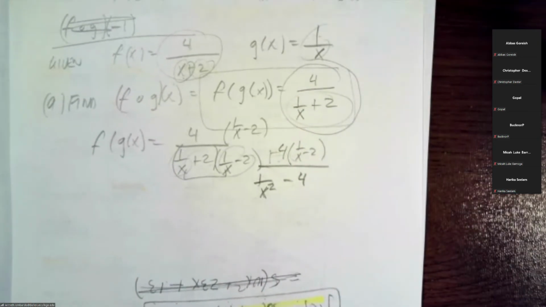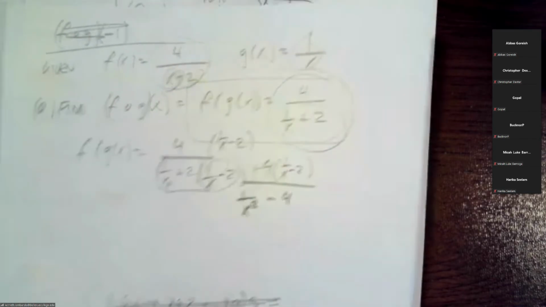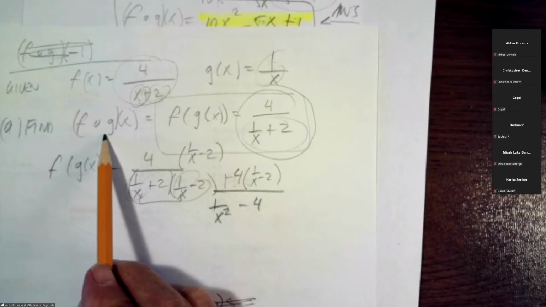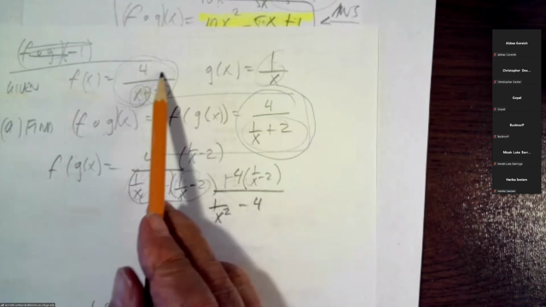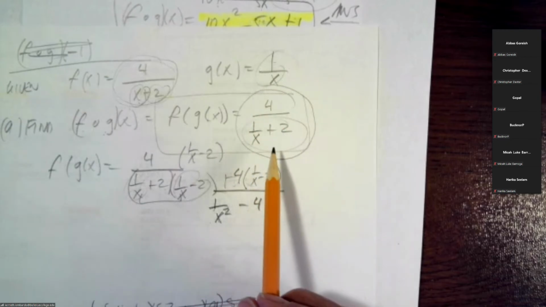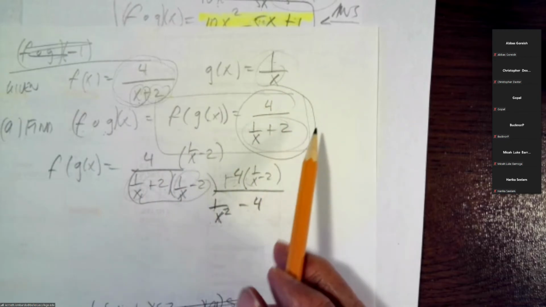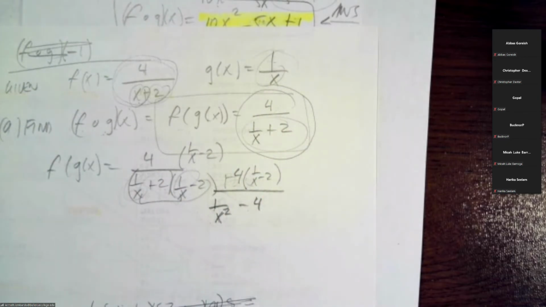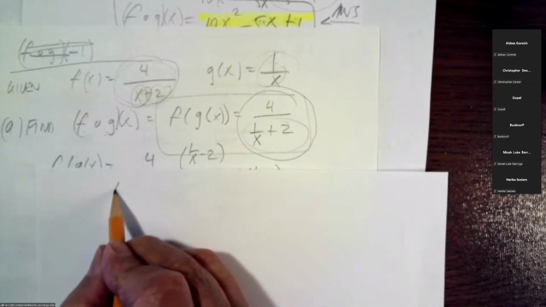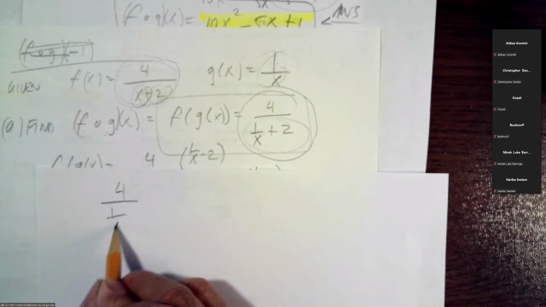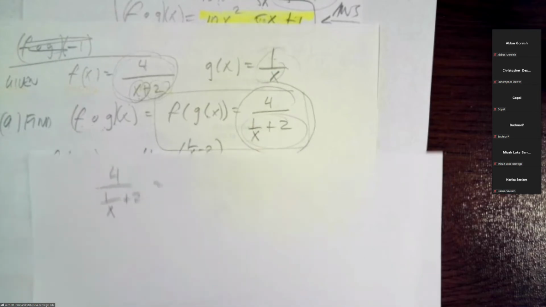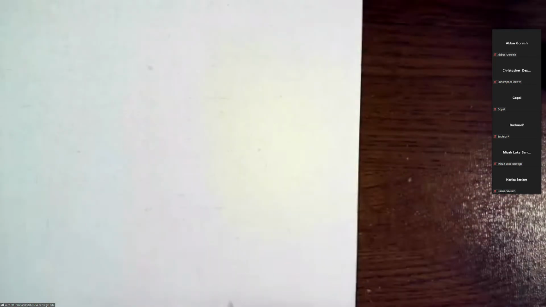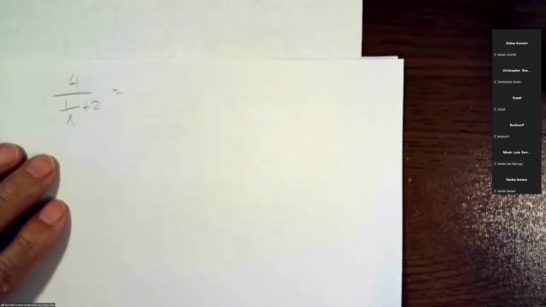So we're looking at now a new problem. We've done our substitution. We've used a new concept of f of g of x, where this is f of x and this is g of x. And we put the values in here. Now we have a new problem. We want to simplify 4 over 1 over x plus 2. So we can forget all the f of g of stuff. We just want to simplify this.